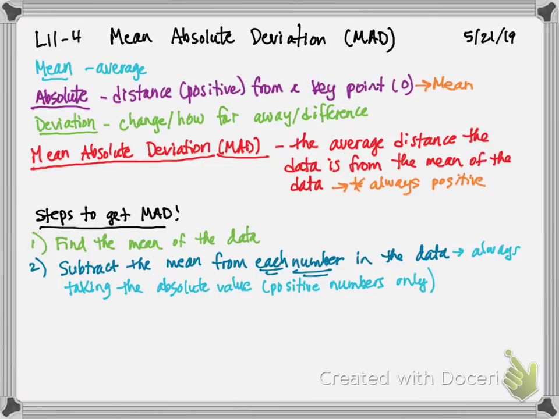Okay, so now, here we are. We found the mean. We subtracted the mean from every number in the data, took the absolute value, so we got something positive, and then guess what? We're not done, because we are going to find the mean again. That's why we get so mad. Find the mean of the absolute differences, so the positive differences.